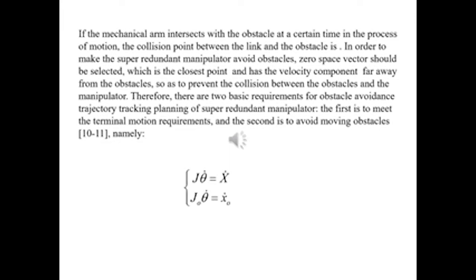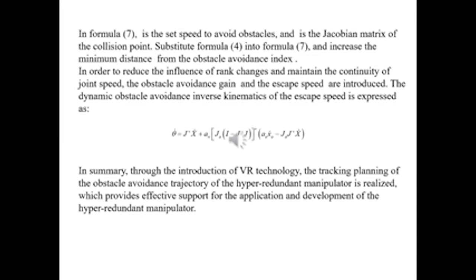Therefore, there are two basic requirements for obstacle avoidance trajectory tracking planning of a super-redundant manipulator. The first is to meet the terminal motion requirements, and the second is to avoid moving obstacles, namely formulas 10 to 11. In order to reduce the influence of rank changes and maintain the continuity of joint speed, the obstacle avoidance gain and the escape speed are introduced. The dynamic obstacle avoidance inverse kinematics of the escape speed is expressed as A.